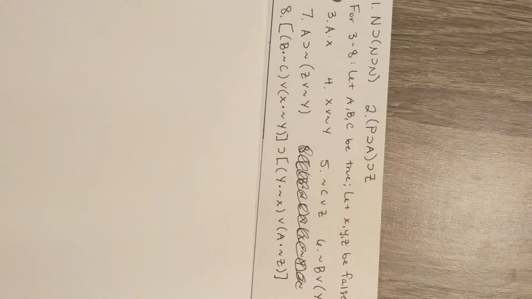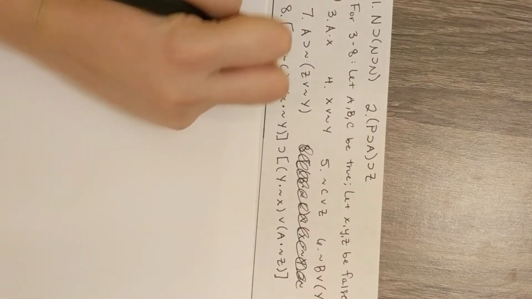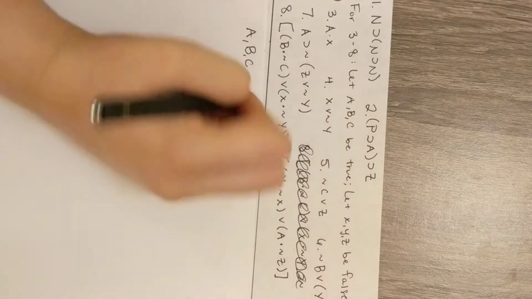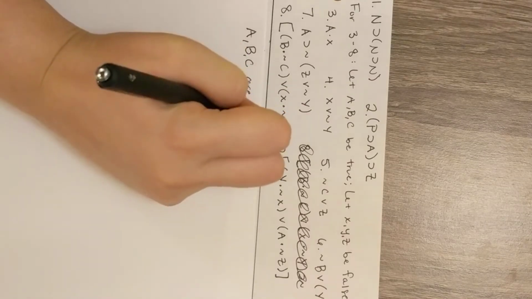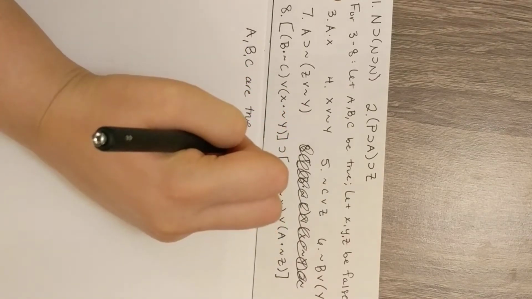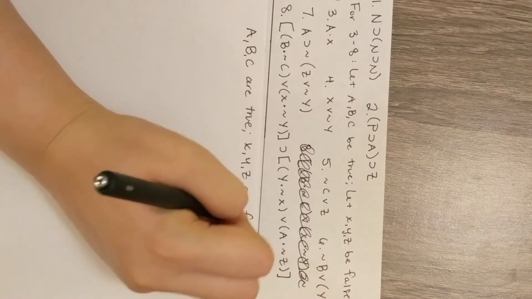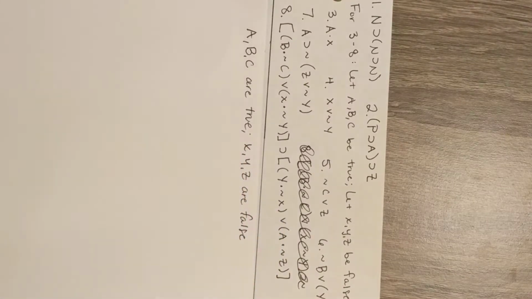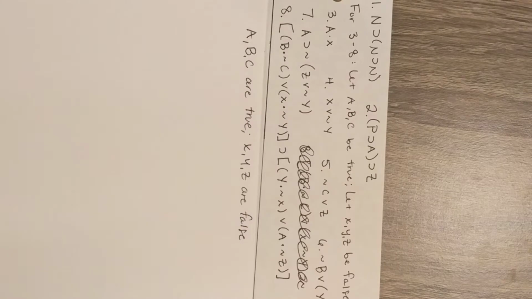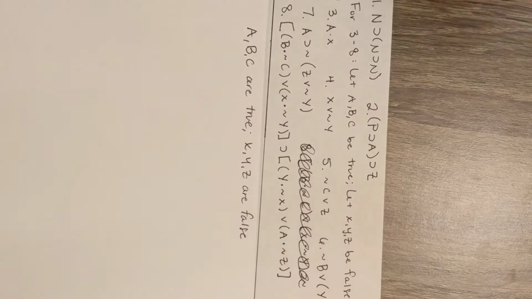So the rest of the problems, 3 through 8, you are told that A, B, C are true, and that X, Y, Z are false. And 3 through 8 were problems from 6-2. So just in case that you didn't understand those, I'm going to go back through them.